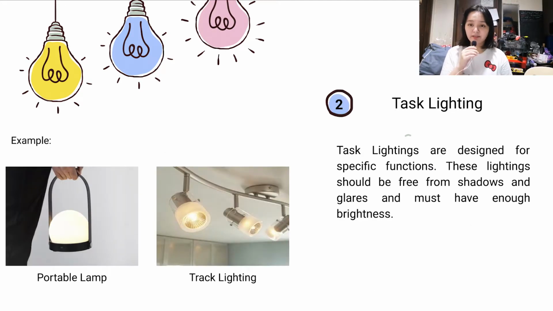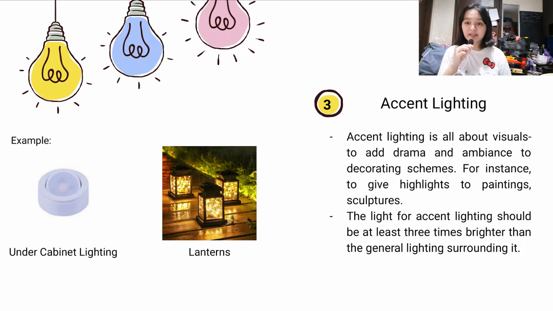The next type of lighting system is the task lighting. In task lighting, the designs are more specific to fit a purpose. An example is a desk lamp, which is designed for reading. And lastly, the accent lighting. This type of lighting aims to add ambience to enhance the visual of something such as paintings and sculptures. This is usually brighter than general lighting.